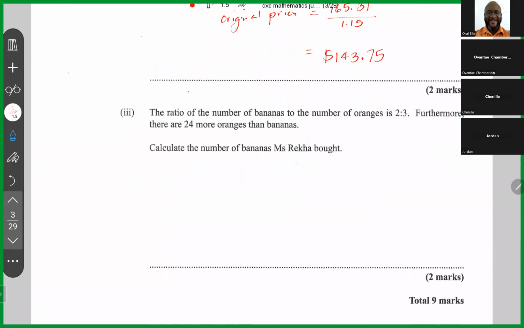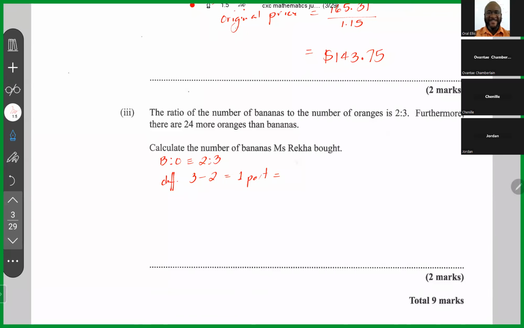All right, the last part of the question says the ratio of the number of bananas to the number of oranges is 2 to 3. We're also told, furthermore, there are 24 more oranges than bananas. So what we have to work out here is that the difference between bananas and oranges is 3 parts minus 2 parts. So the difference is 1 part.